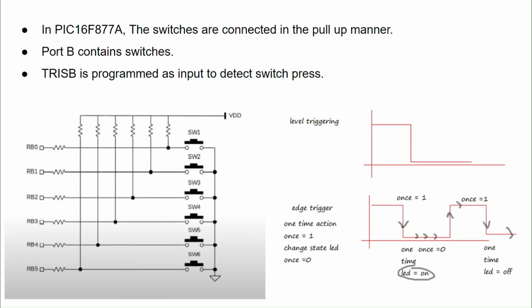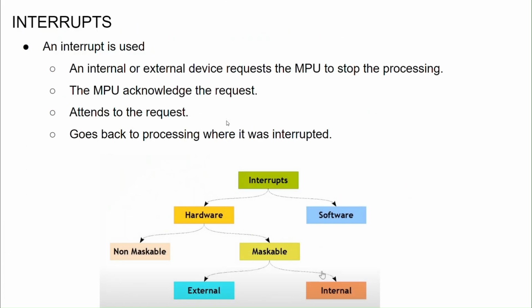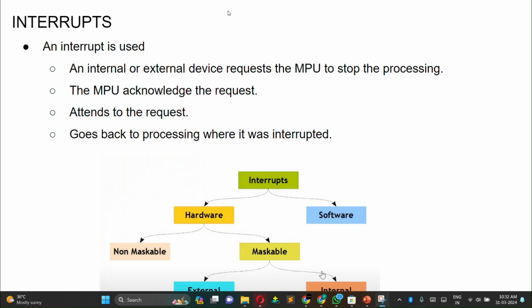And also in our microcontroller, we use interrupts. An interrupt is used when an internal or external device requests the microcontroller to stop processing. The microcontroller unit acknowledges the request, attends to it, and goes back to processing where it was interrupted. Interrupts are of two types: hardware and software. Hardware interrupts are again divided into two types: non-maskable and maskable. Maskable interrupts are of two types, external and internal.